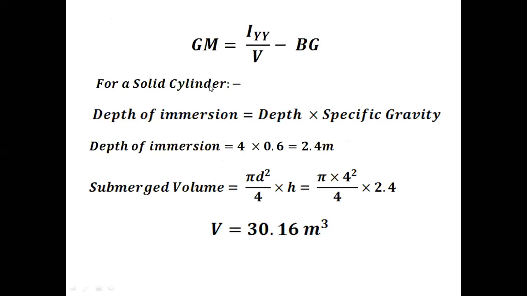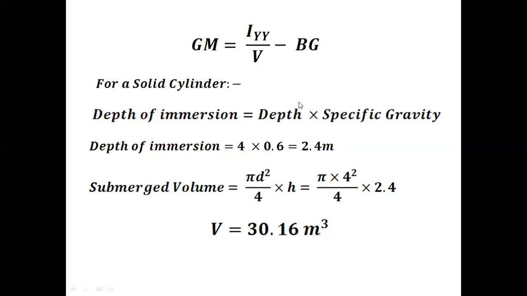The only change with respect to the other problem is that for a solid cylinder you can calculate the depth of immersion using this formula. That is, the depth of immersion will be equal to the height of the object multiplied by the specific gravity. This formula can be applied only for the solid cylinder condition. It cannot be used for any object such as pontoons or rectangular objects. To determine the depth of immersion for those objects, we have to follow the buoyancy procedure. But for a solid cylinder, the depth of immersion can be calculated using this formula.